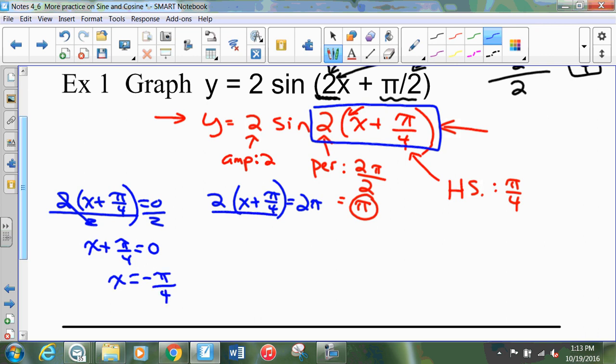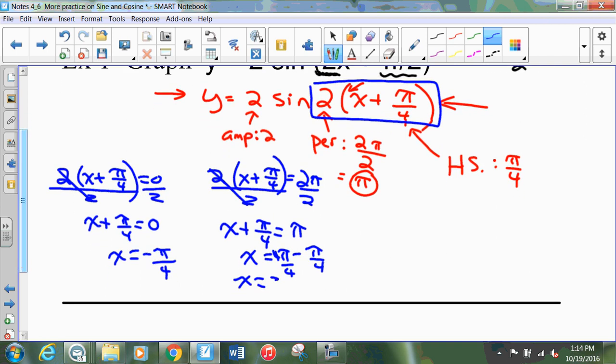On this side, we'll divide both sides by 2, and we'll get x plus pi over 4 equals pi. And then we'll go ahead and subtract pi over 4 from both sides. When we do that, we have to find a common denominator, which is 4. I can rewrite pi as 4 pi over 4. So 4 pi over 4 minus pi over 4 is 3 pi over 4. Okay, now we know where to start and where to end.